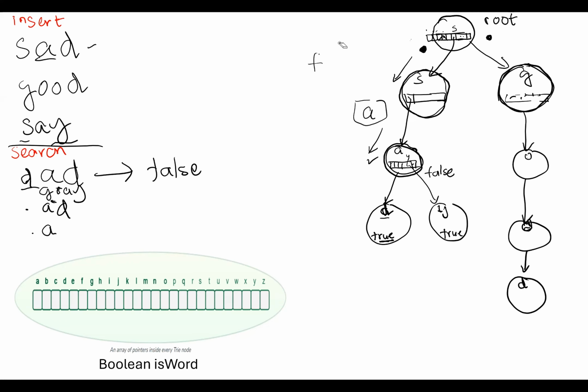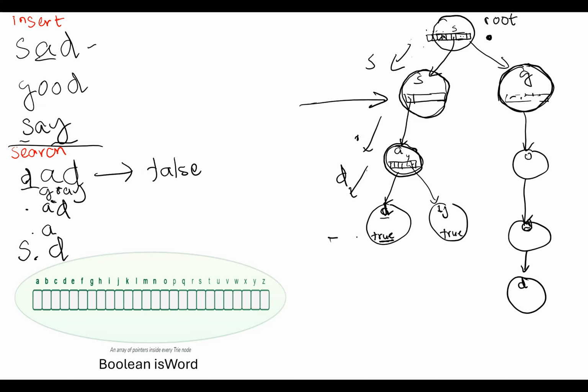Okay, so the simplest trick here is when you find a dot, say, look for S dot D. So you come to S and then dot, it runs a for loop for everything and it finds one child A. So with dot, you come here and then you look for D and you come here and you see that is word is true. So you return true.